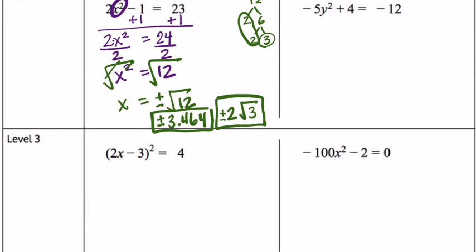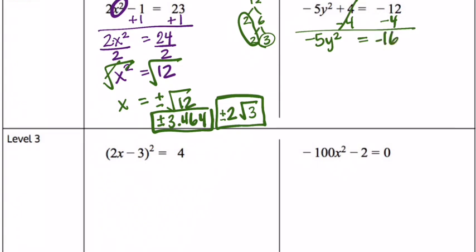So looking at the second one, if you want to pause the video and take a stab at this one, now would be a good time to do it. And then we'll take a look. So if you're back and looking, we have -4 on both sides. It's going to give me -5y squared equals -16.